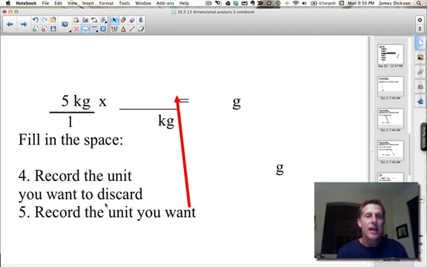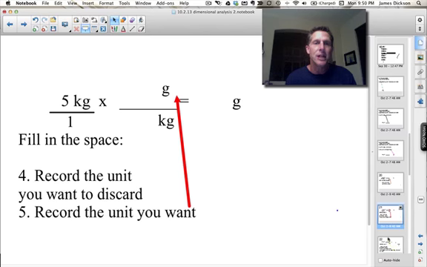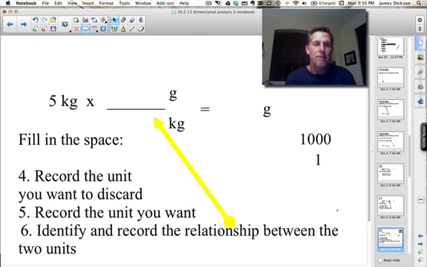Now I want to identify the units I want to go to. Record that and place that up above. So I want to end up with grams. I'm going to place grams then, G, up above here. So I'm all set with my units. I'm going to get rid of kilograms and go to grams. Now the next step is to figure out what's the relationship between these two units, between grams and kilograms. Now in class tomorrow, I'm going to show you a really easy method for identifying the relationship between these two units. I'll just tell you right now that it's going to be 1,000 grams for every 1 kilogram. Super? Now there's nothing left to do but do the math.